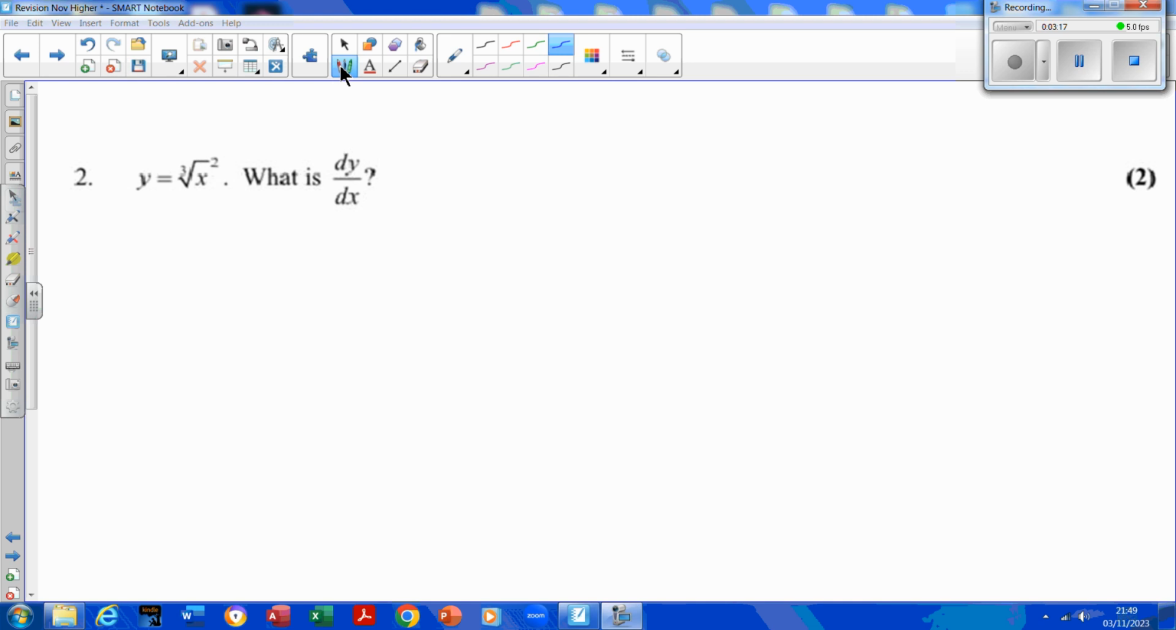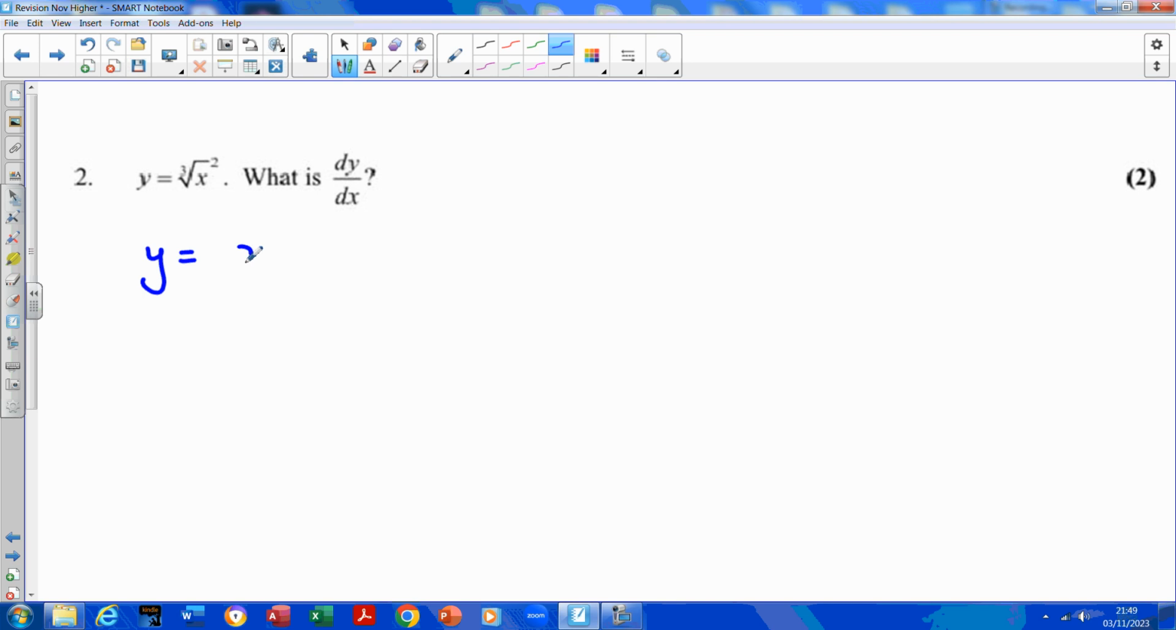y is equal to the cubed root of x all squared. What is dy by dx? Now we've got to prepare this first because we've got roots and things in there. So that becomes y is equal to x to the power of. The 2 is stuck to the x, that stays there. Root, the cubed root, roots are underneath fraction, underneath the ground, so it becomes y is equal to x to the 2/3.